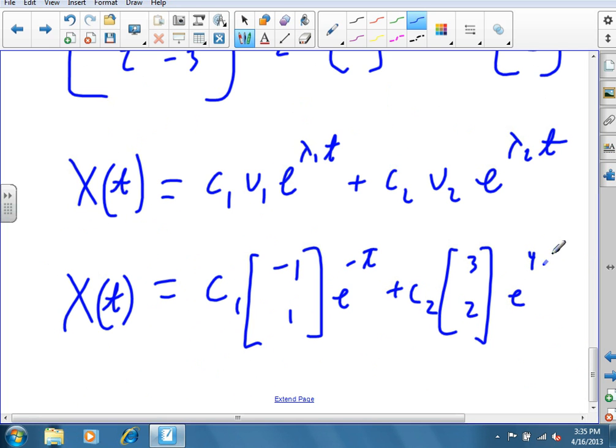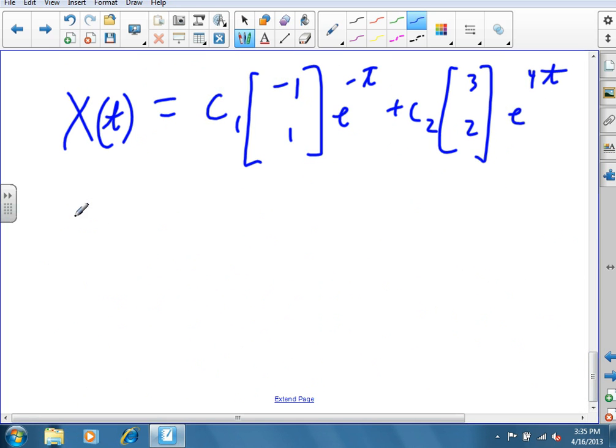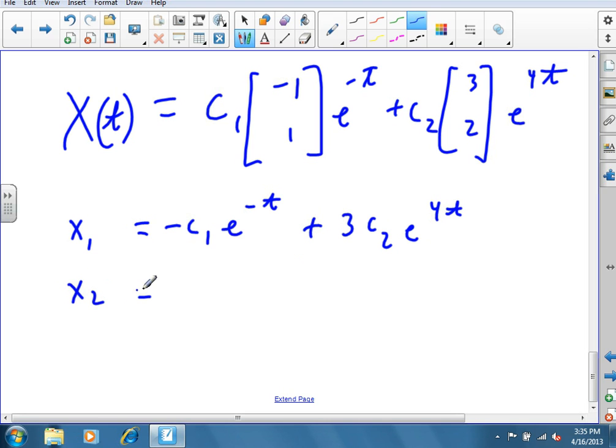e to the 4t. Okay, that means that x1 is c1 minus c1 e to the minus t plus 3 c2 e to the 4t. That means that x2 is c1 e to the minus t plus 2 c2 e to the 4t. Okay, so this is perfectly okay to write it that way. What I'm doing is checking my work now because this is number 2.